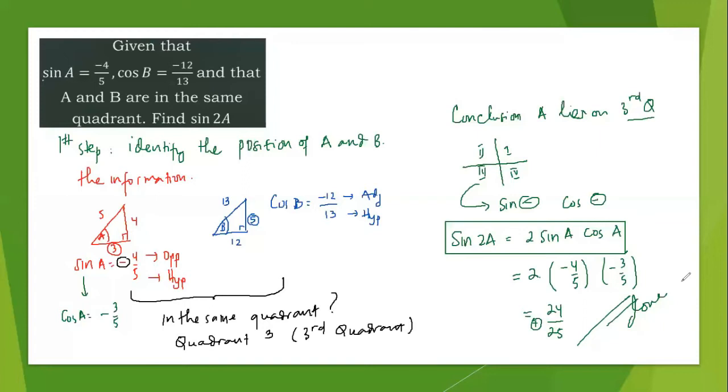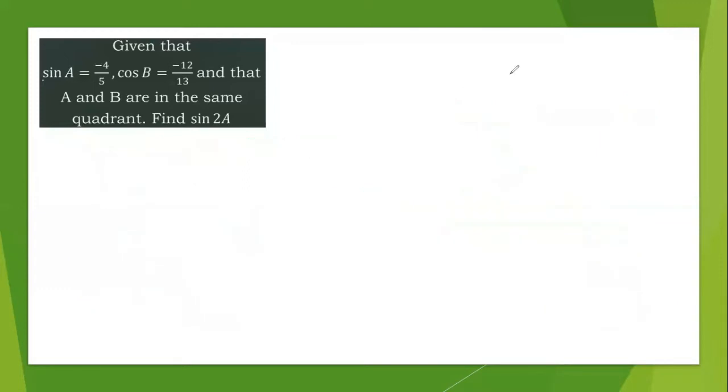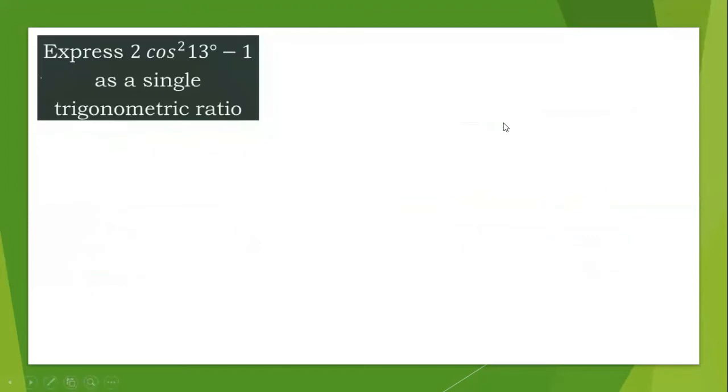Okay, go. Next question. Express 2 cosine squared 13 degrees minus 1 as a single trigonometric ratio. Very easy, right? So, what is the formula? The formula to remember, everyone.